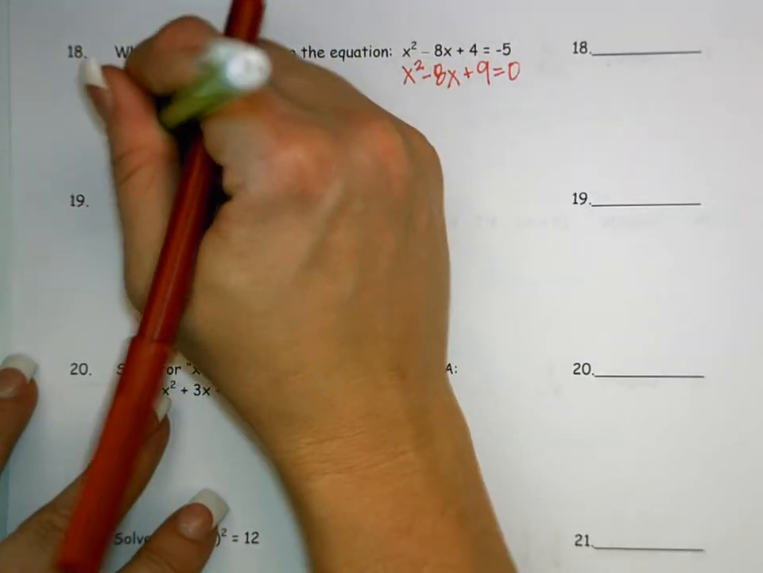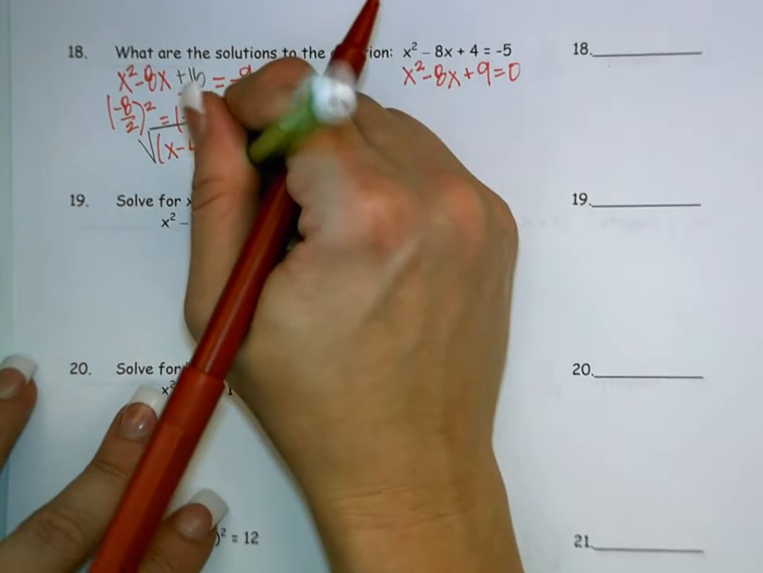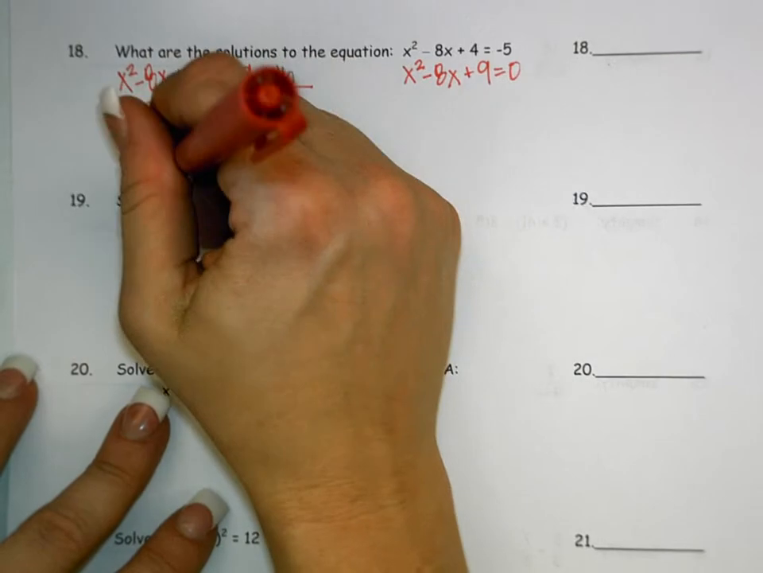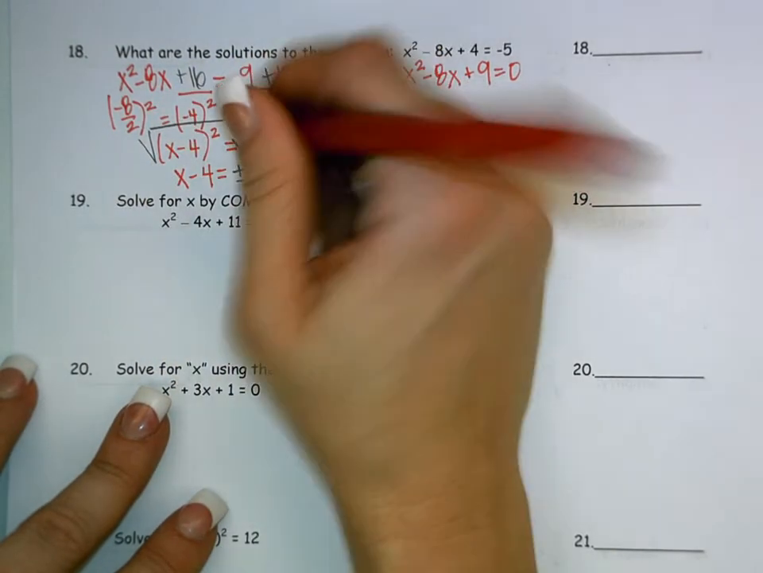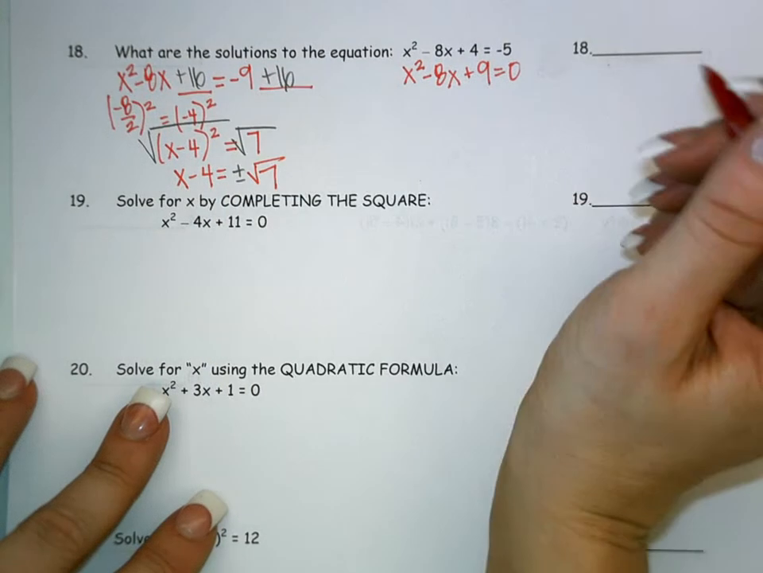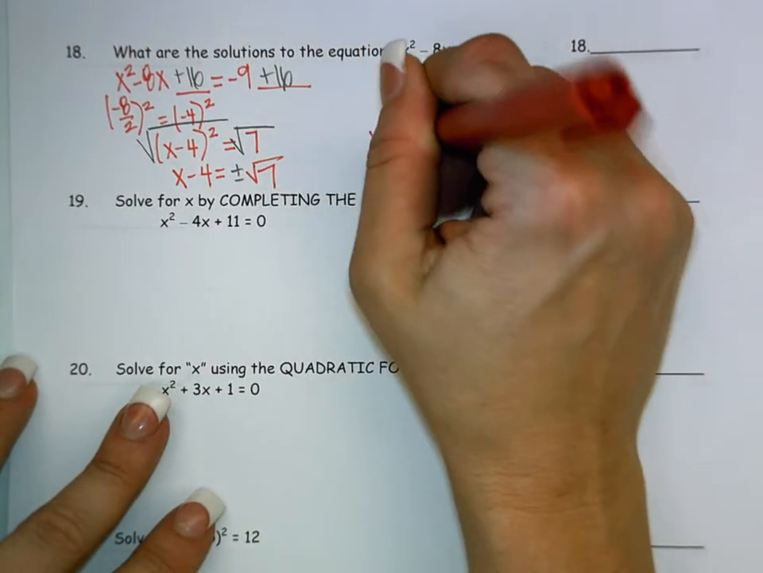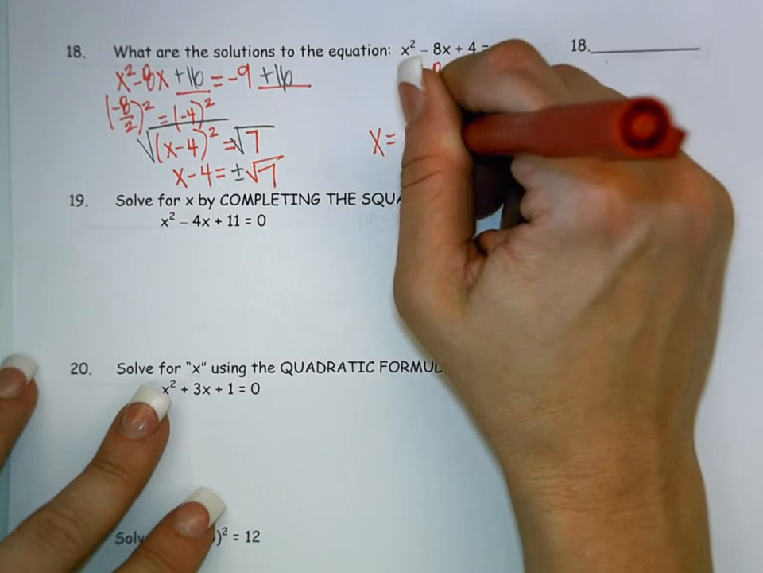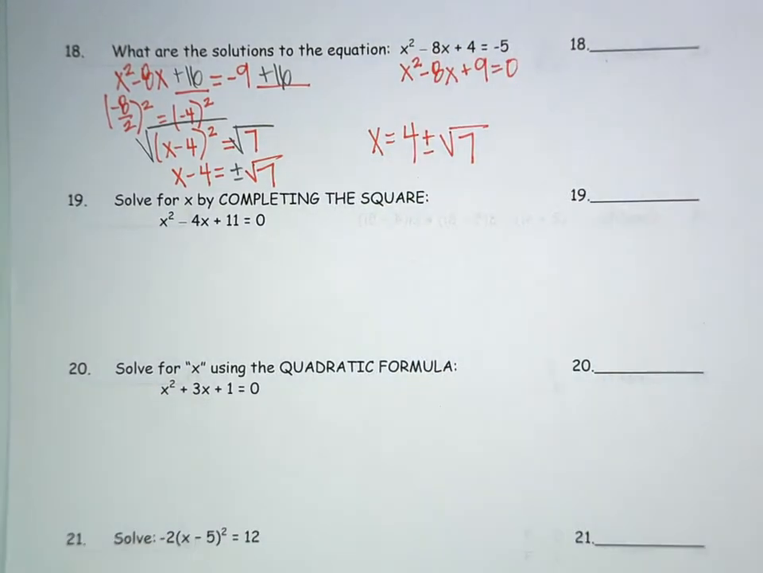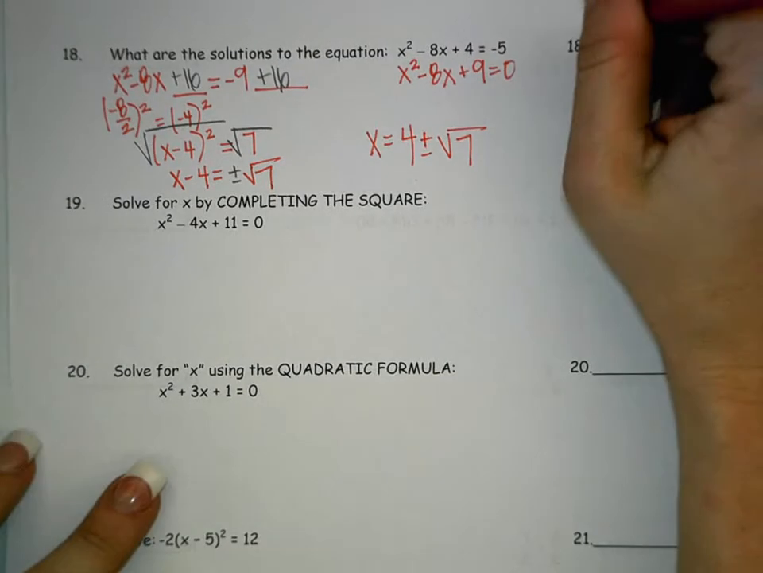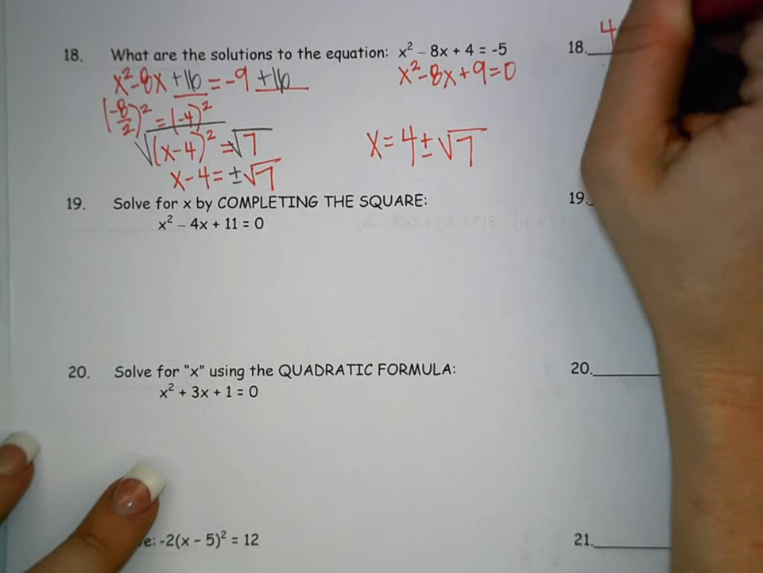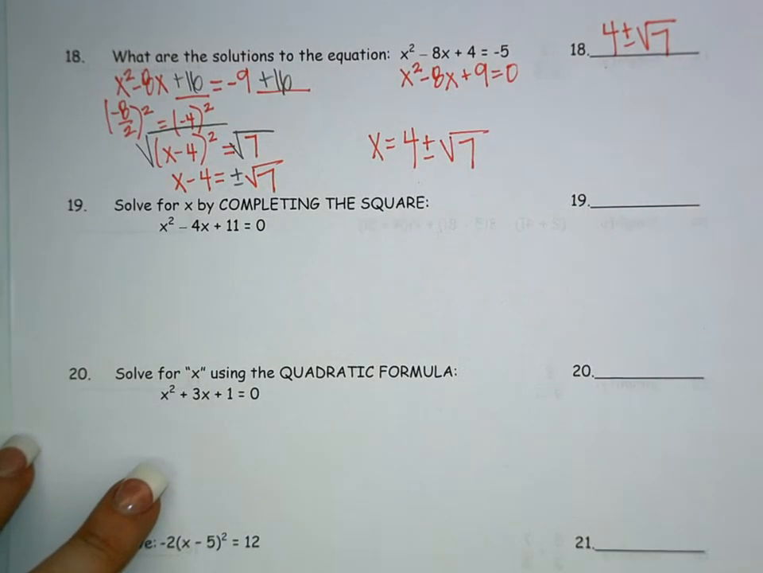Square root both sides. Make sure you put in plus or minus. So x minus 4 equals plus or minus radical 7. And to move the 4, you add it. So x equals 4 plus or minus radical 7. Those are 2 different answers. Okay, 4 plus or minus radical 7. That is 2 different answers.